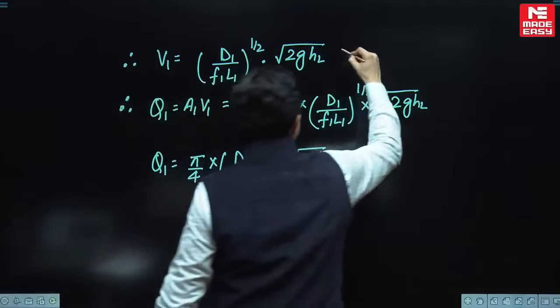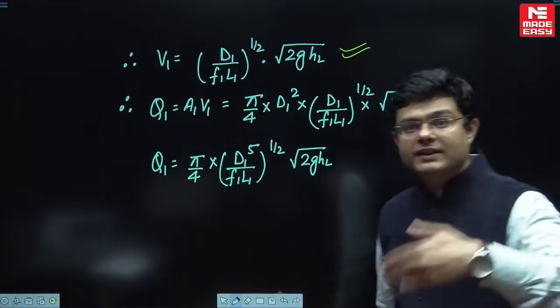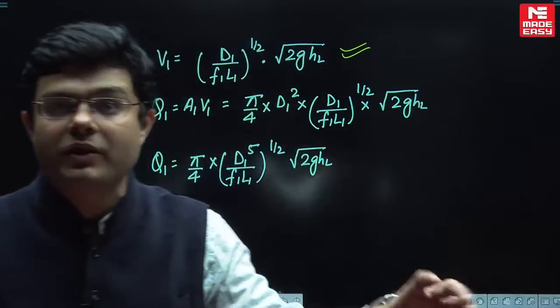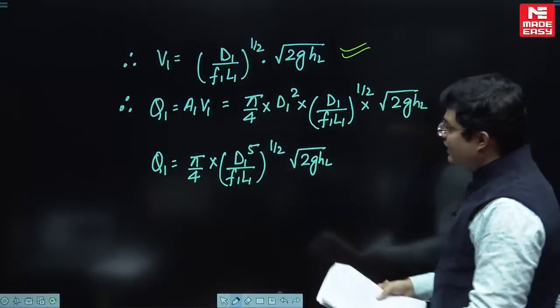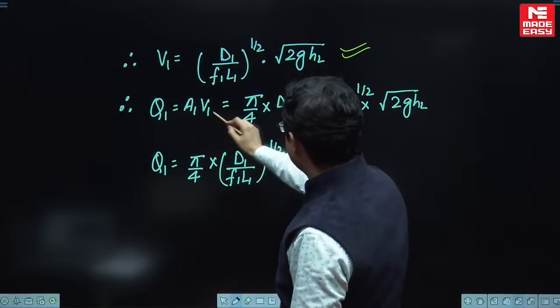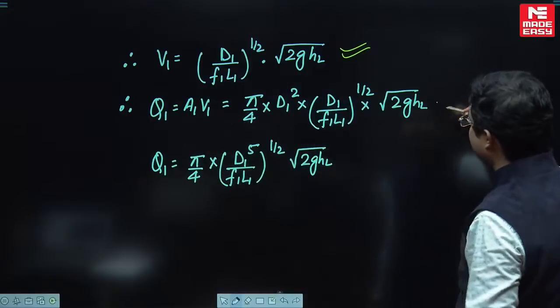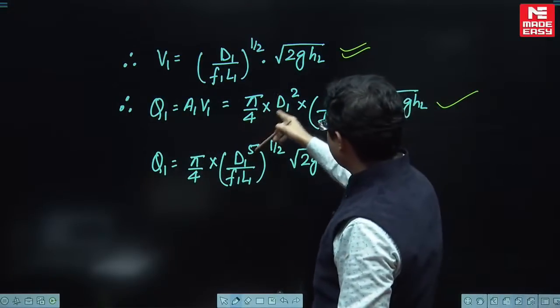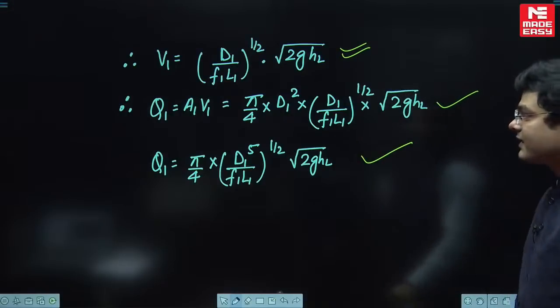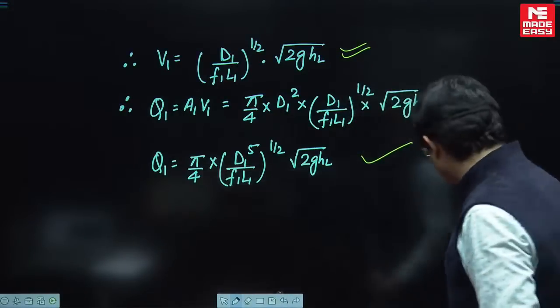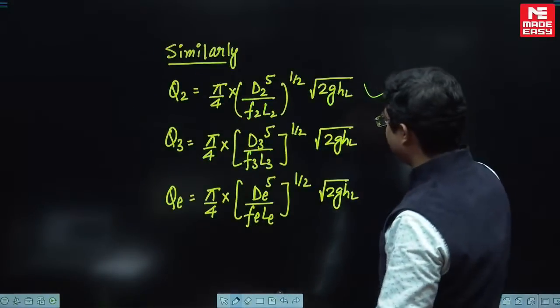Please, after this lecture, you can note down in your register whatever I am doing on the board. So this is going to be the value of V1. So the discharge for the first pipe is A1 V1, and A1 is pi by 4 D1 square. When you multiply this with this, you will get Q1 as this. Similarly, can you find Q2 and Q3 and QE?